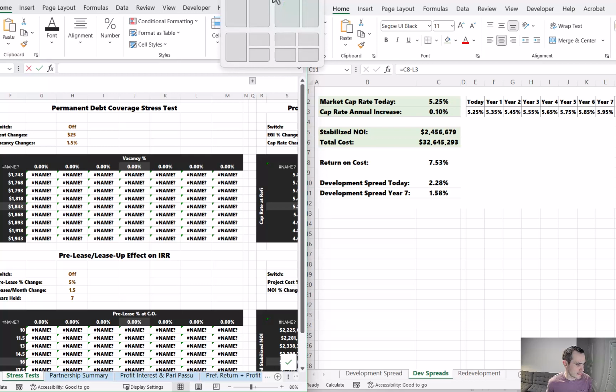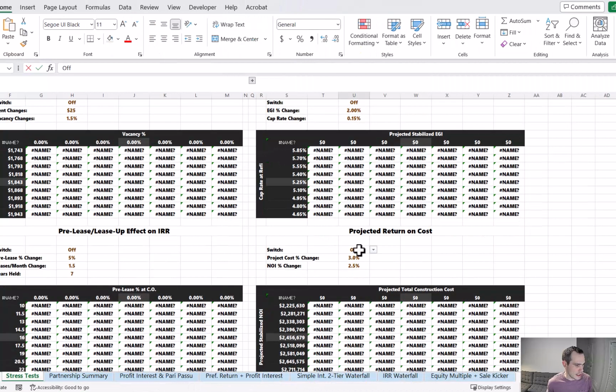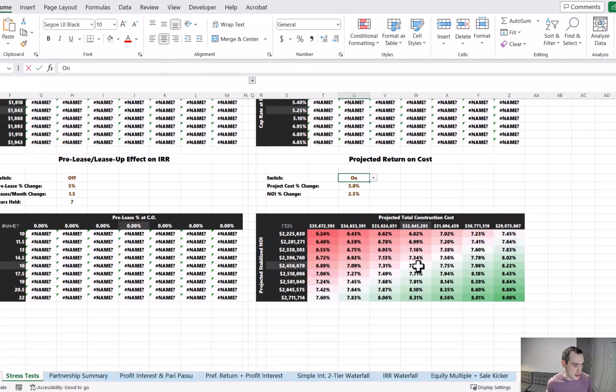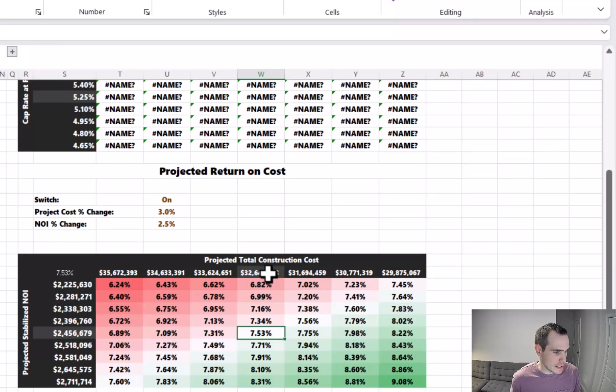So I'm going to go ahead and make this big for a second. In the bottom right hand corner is our return on cost stress test. So you can see here in the middle of this grid, our construction cost of $32.6 million and our projected stabilized NOI of $2.456 million. This is what's in the model currently, but you can see how the return on cost will change at different construction levels and different NOI levels.